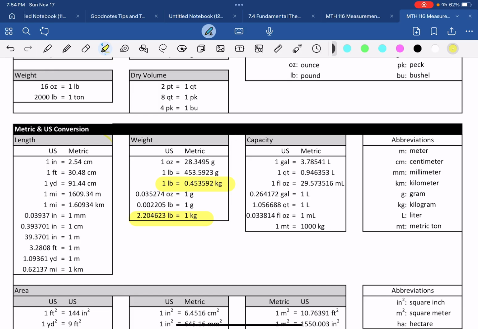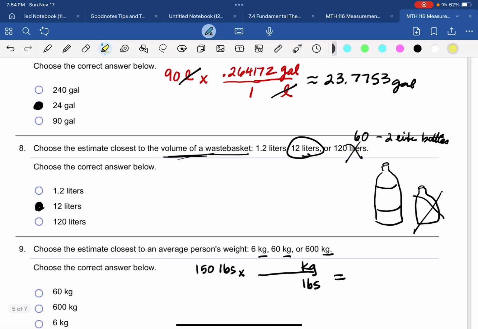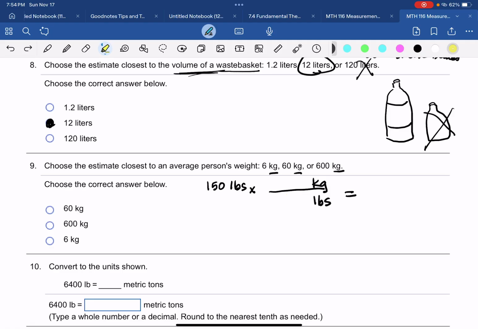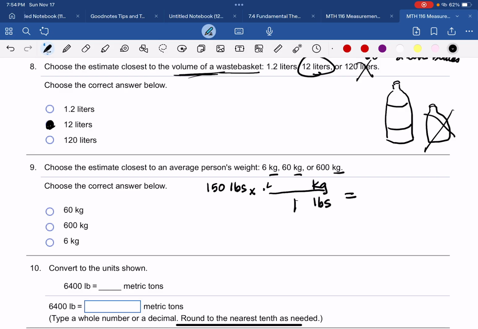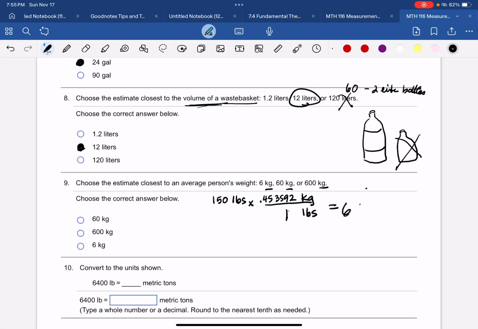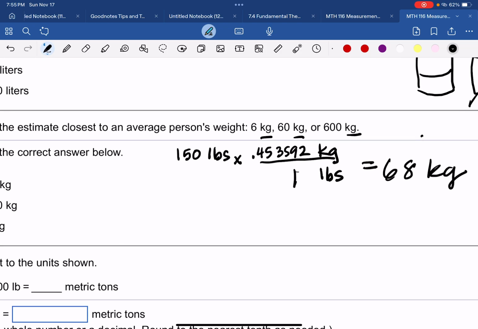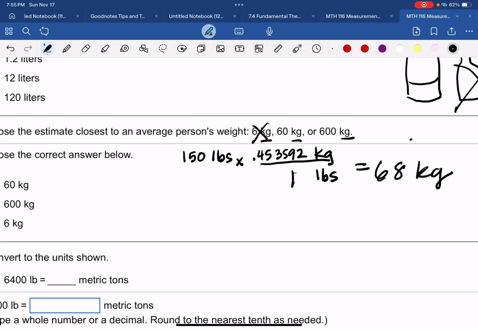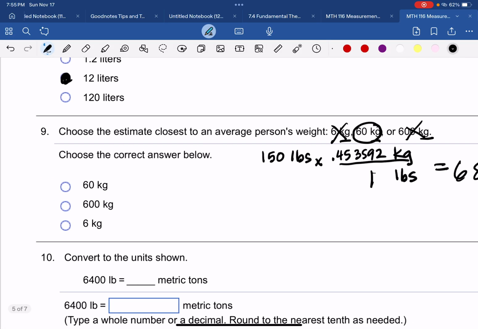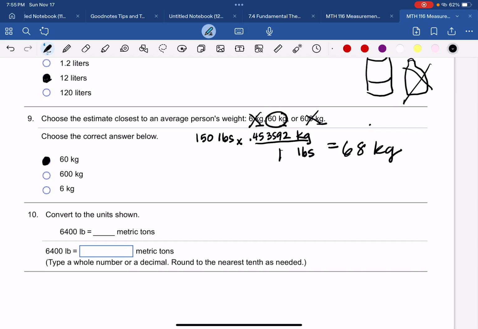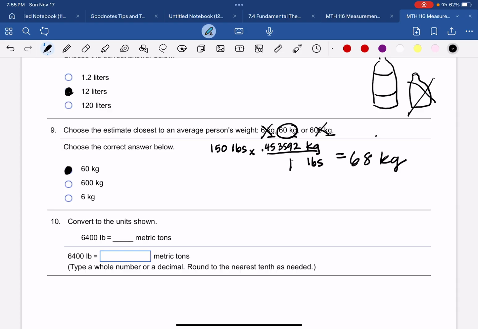In one case, the number is going to be on top. In the other case, it's going to be on the bottom. So let's go with the 1 pound is 0.453592 kilograms. So we'll go over and we'll say that 1 pound is 0.453592 kilograms. So that means we're going to multiply 150 times 0.453592, and we get 68 kilograms. So 6 kilograms is way too small. 600 kilograms is way too big. This is going to be closer to 60 kilograms. And again, without knowing what the actual average weight is, we just had to kind of pick a number like 150 to try that and see.